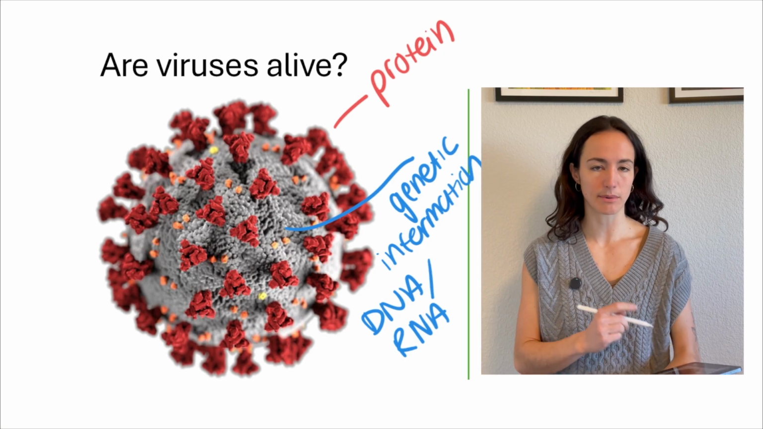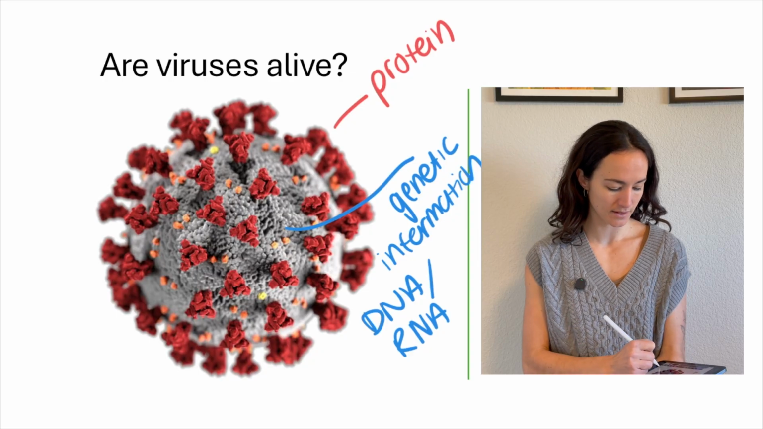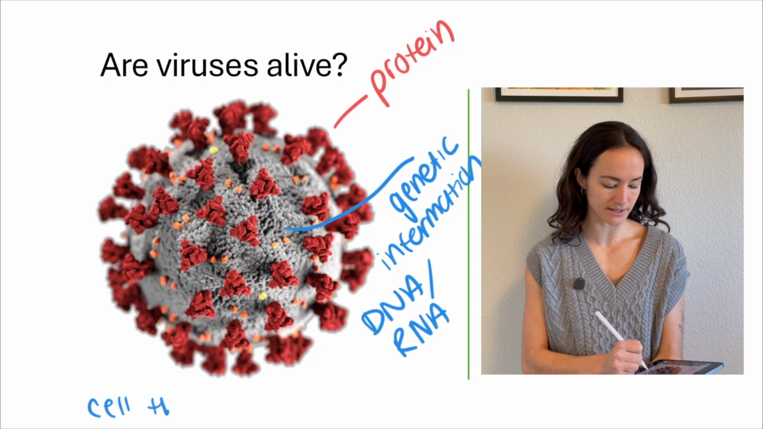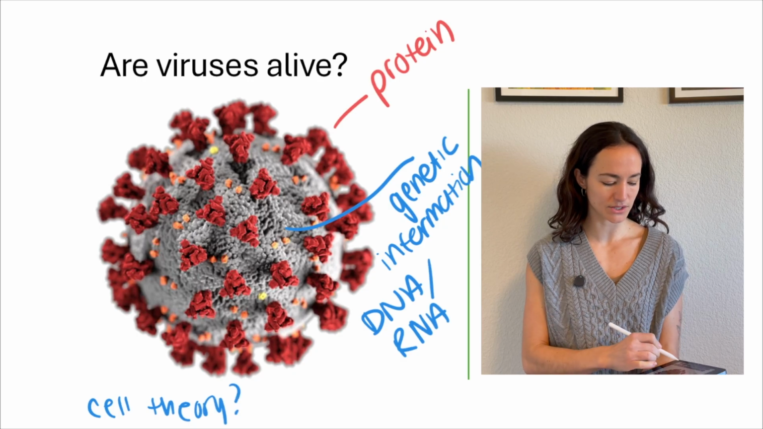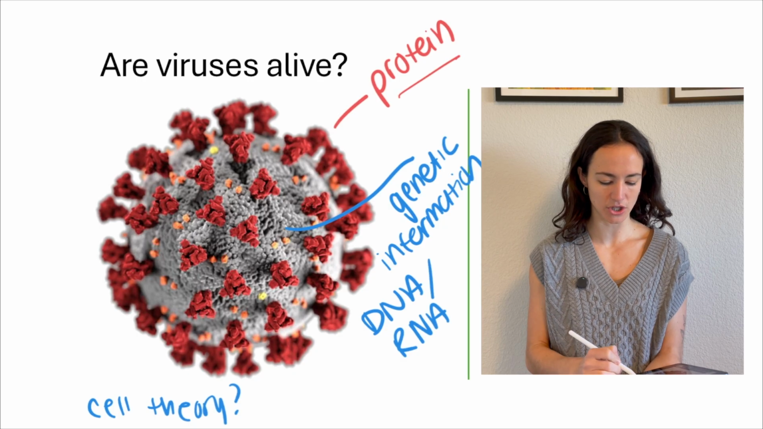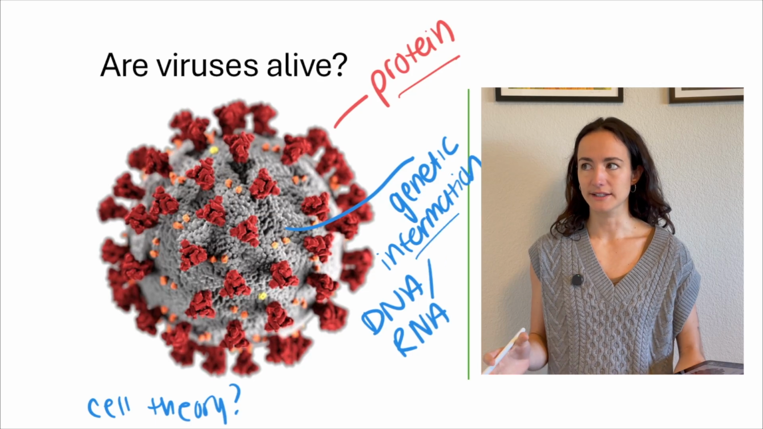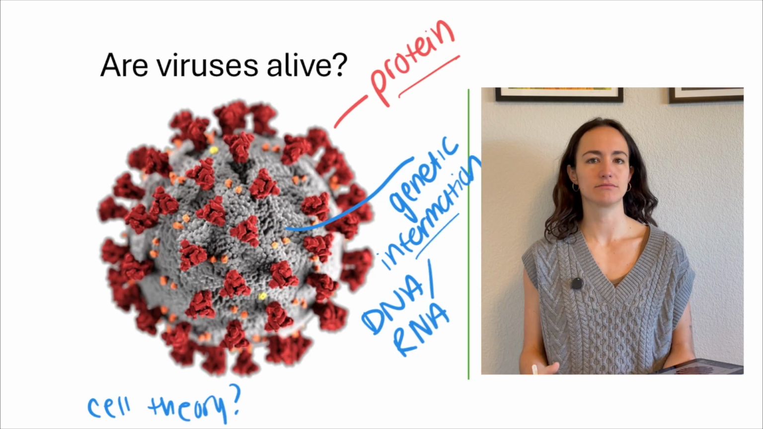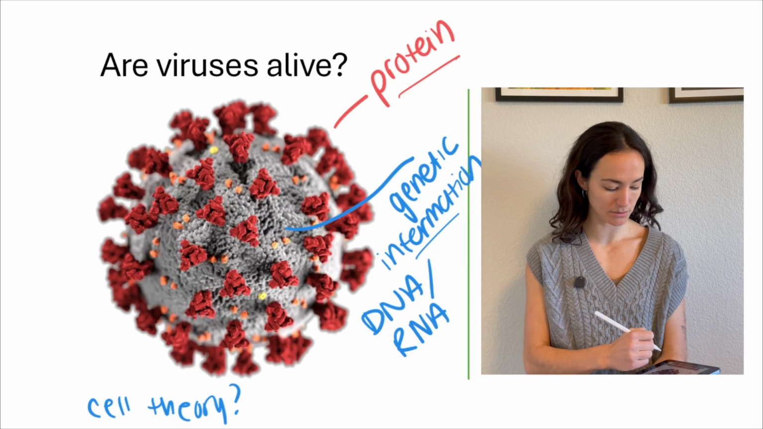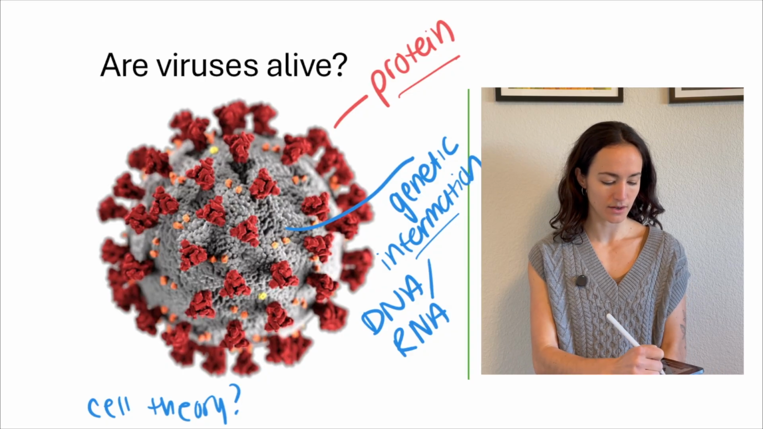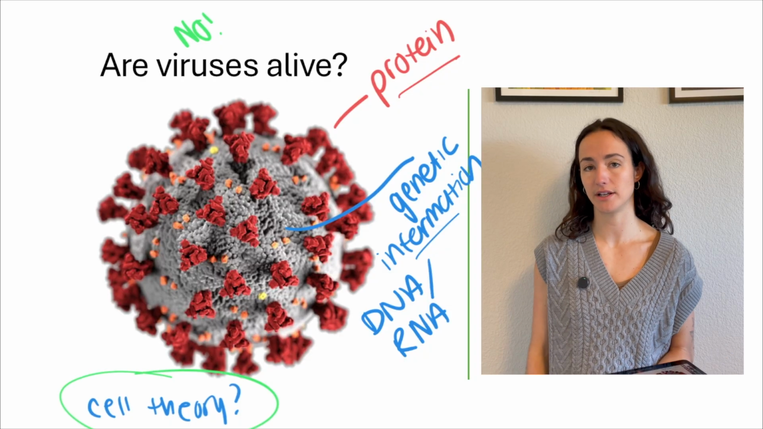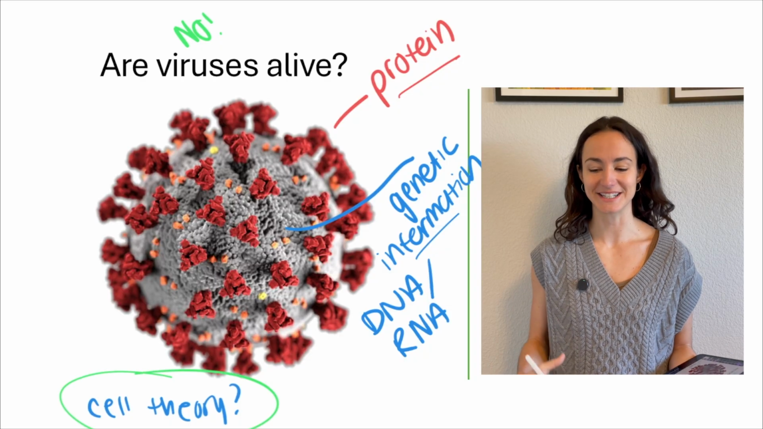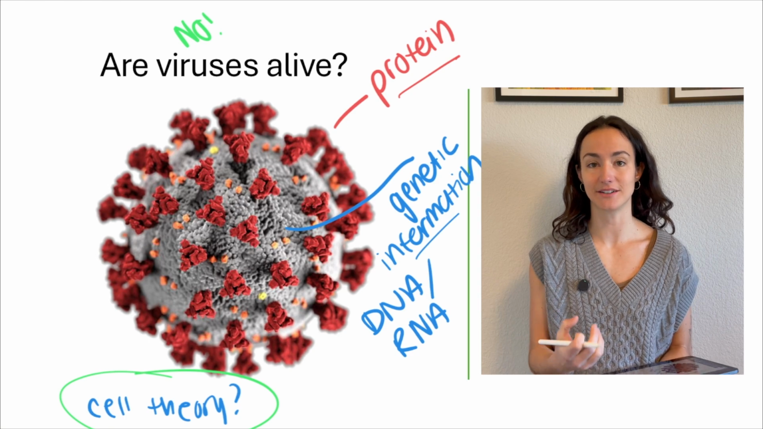So then we start to think about that structural definition. Cell theory. Is a virus a cell? Hard to answer if you're not sure what a cell is yet. But since I told you they're just protein and then just genetic information, that's not exactly cell structure. It's missing a lot of cellular components. So we would say that no, viruses are not alive because of cell theory. They are not a cell, and a cell is the smallest unit considered to be alive.